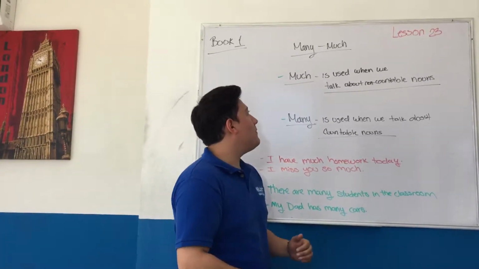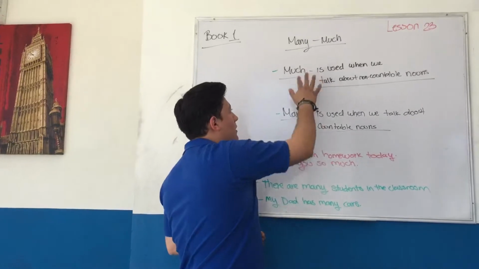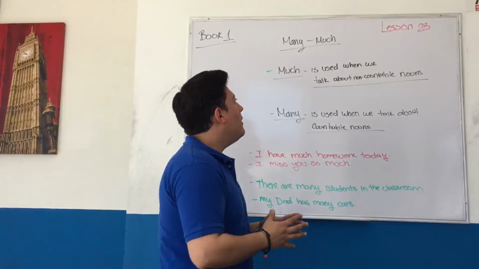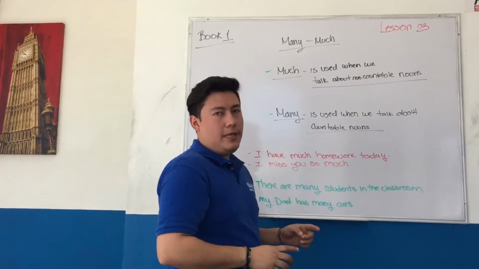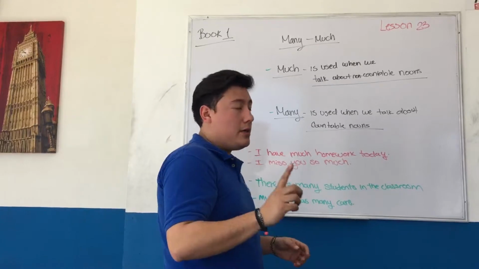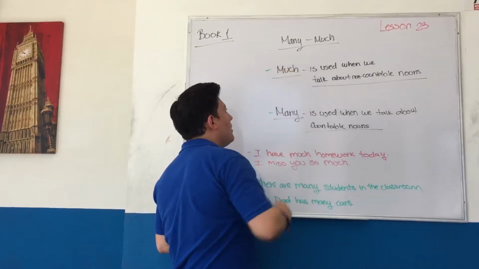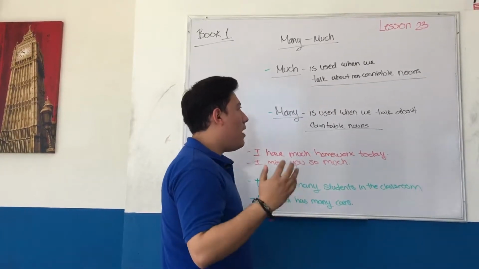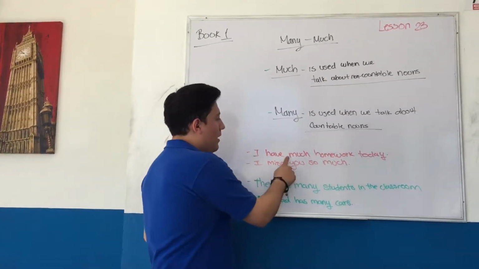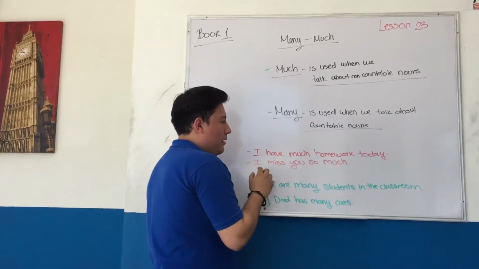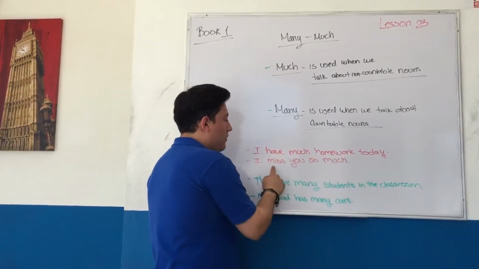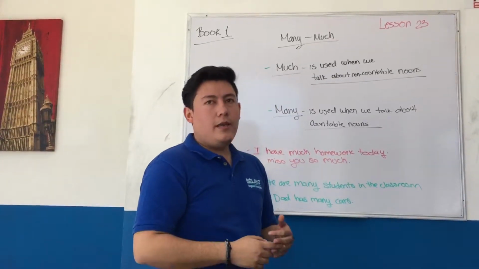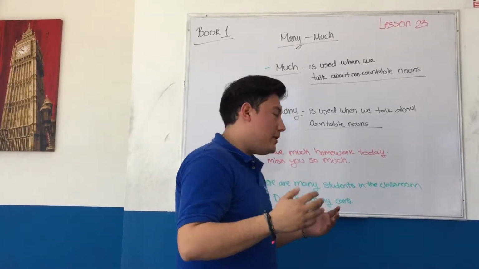Lesson 23, the use of many and much. We use these words when we want to talk about a big quantity of things or something, but it depends on if that thing or things is countable or uncountable. For example, we use much when we talk about uncountable or non-countable things or nouns. For example, I have much homework, that's an uncountable thing. I miss you so much. We use much when we talk in general. I love you so much, I miss you so much, and I have so much work, etc.